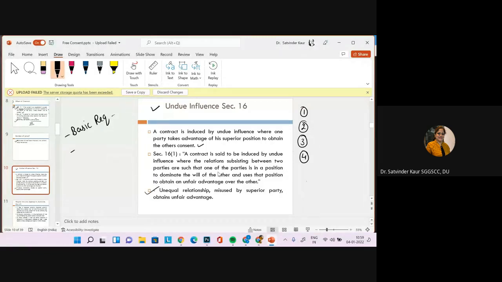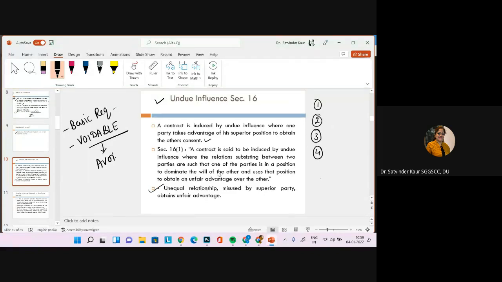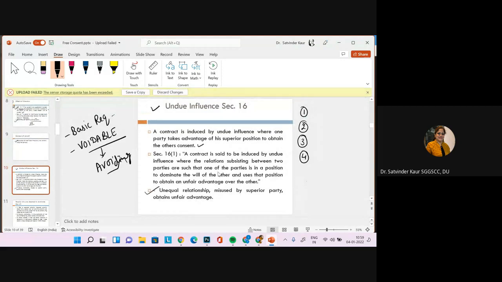Because we say that if the consent of the party is affected by undue influence, consent is not said to be free, and if the consent is not said to be free, the contract is voidable at the option of the party whose consent has been so affected. So voidable means that we are avoiding our responsibility, we are avoiding our legal obligation. So how can we avoid?